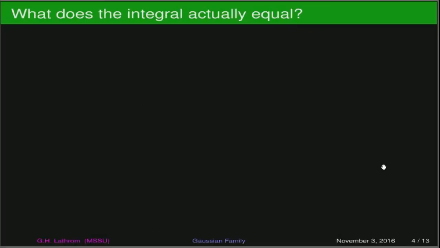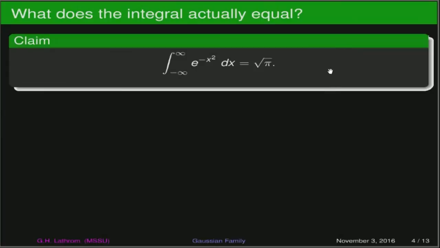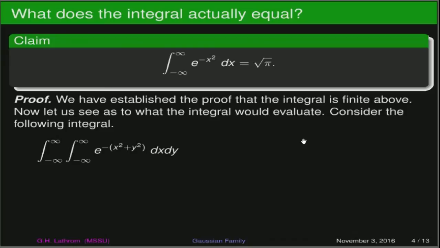But the real question then is, what does the integral actually equal? It's finite, but what is it? And so I'll make the claim that the integral from minus infinity to infinity of e to the negative x squared is the square root of pi. So let's see if we can prove that. So we know that it's finite.